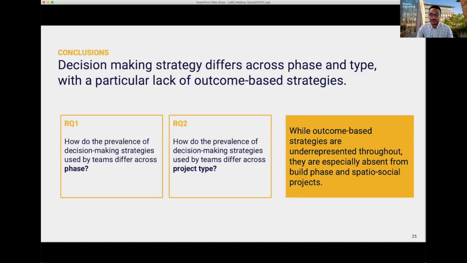Okay, so just to wrap up with some high-level findings. We see that decision-making strategy differs across phase and innovation type, with a particular lack of outcome-based strategies that teams are using. So we conclude that while outcome-based strategies are underrepresented throughout our data set, they're especially absent from the build phase and from spatio-social projects.